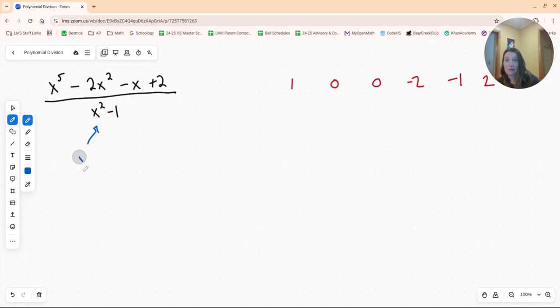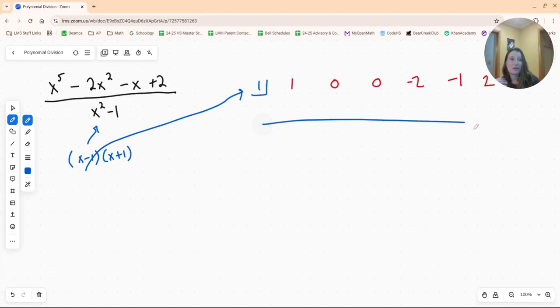X squared minus 1 could be factored as x minus 1 times x plus 1. So I've got two different roots, and I'm just going to take them out one at a time. I'm going to start with 1. That was that guy right there. I'm going to do my synthetic division on him. If you didn't catch it the first time, you get to see it again.